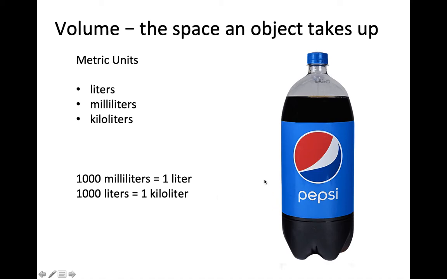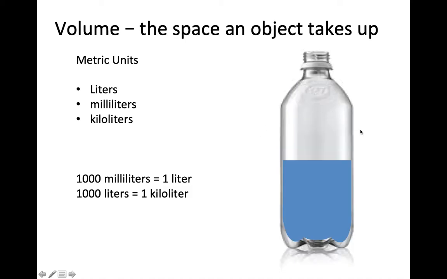Now you may be used to seeing a big bottle of soda like this. This is known as a 2-liter bottle. If you were to only have that bottle filled up halfway, then it would be exactly 1 liter, which is 1,000 milliliters. It would take 1,000 of these to make 1 kiloliter. That would be a lot of soda or water.